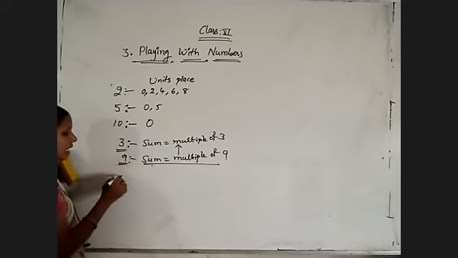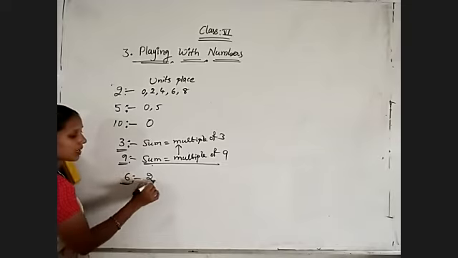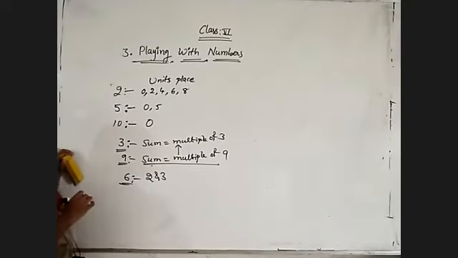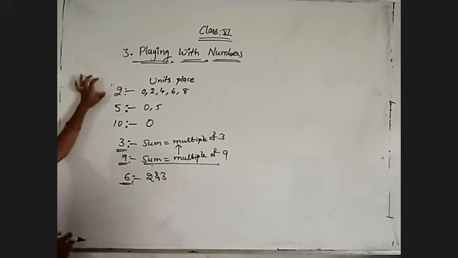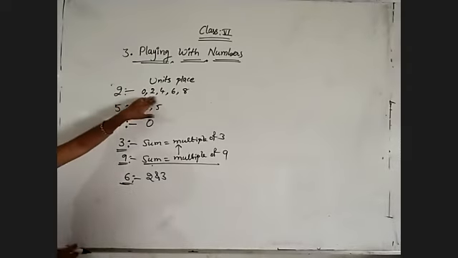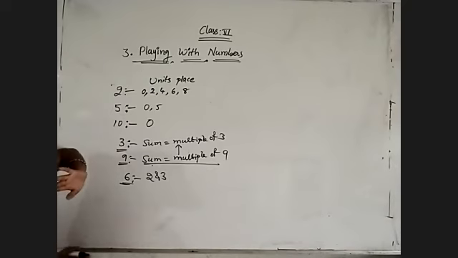Okay. And coming to the divisibility rule of 6. If the number is divisible by both 2 and 3, then only it is divisible by 6. Otherwise, it is not divisible by 6. So whenever the question is given, find out whether the given numbers are divisible by 2. In that case, check the units place. If that number has any of these digits, it is divisible by 2. Otherwise, it is not divisible by 2. Like that only, check for 5 and 10.